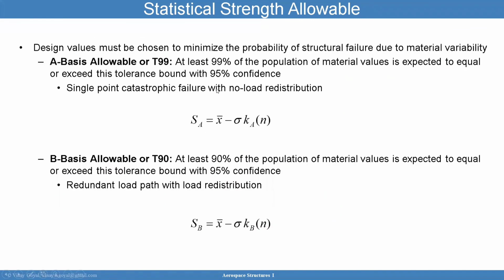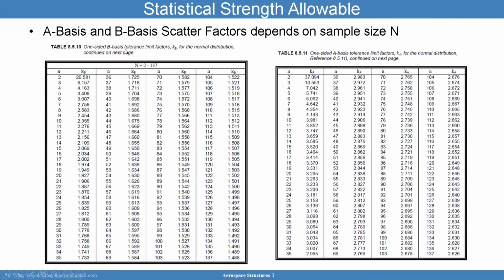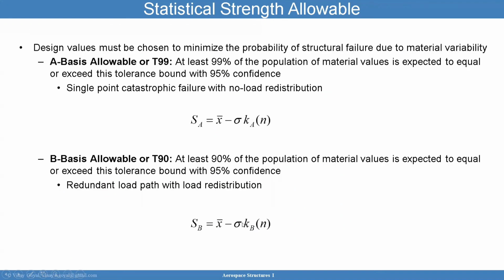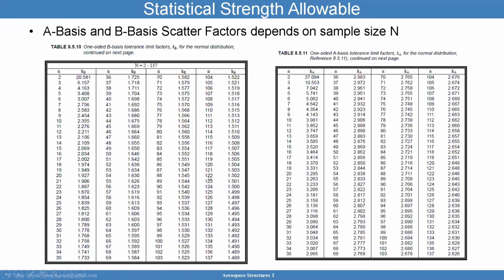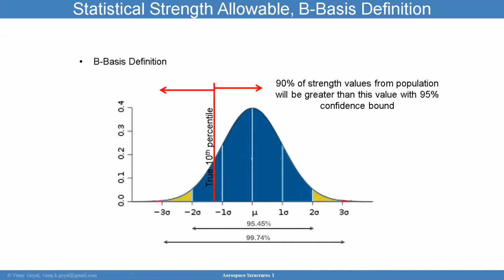Here is how you calculate this K factor, this Ka and Kb. You come here to the one side of B basis, and if I have 10 samples, I'll plug in a 2.355 for Kb. If I have 10 samples for A basis, the K factor is larger. So you can see it's 4. And so if I put 4 here versus 2.6 here, you can see clearly that the A basis is lower, so my design will be heavier. However, that will be the case if I have a single point catastrophic failure point. So you have to basically balance your design and see what's more optimal in the design process. So a lot of things have to be considered.